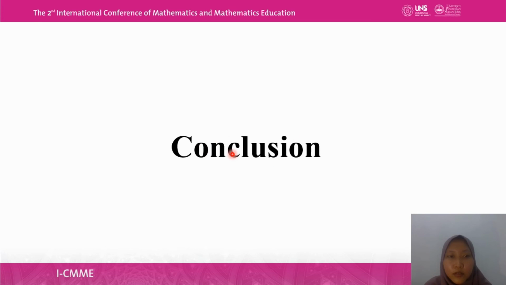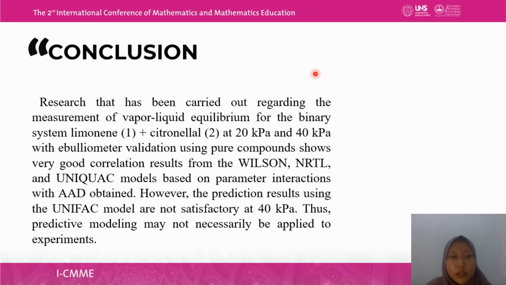Okay, for the last, conclusion. The conclusion is that the research carried out regarding the measurement of vapor liquid equilibrium for the binary system Limonene and Citronellal at 20 kPa and 40 kPa, with Ebiometer validation using pure compounds, shows a very good correlation result from the Wilson, NRTL, and UNIQUAC models based on interaction parameters, with average absolute deviation obtained 0.13, 0.15, and 0.48.